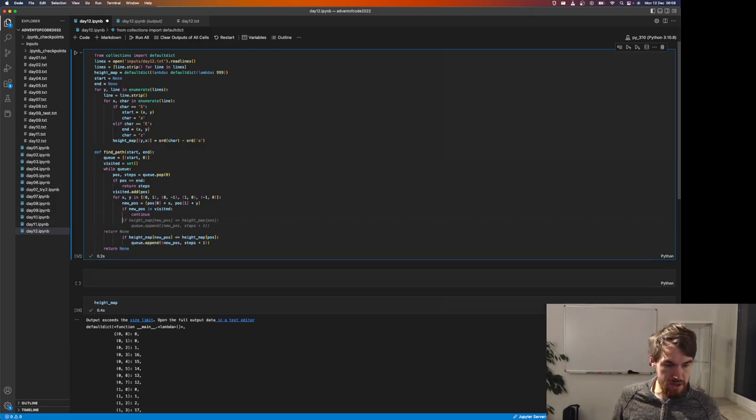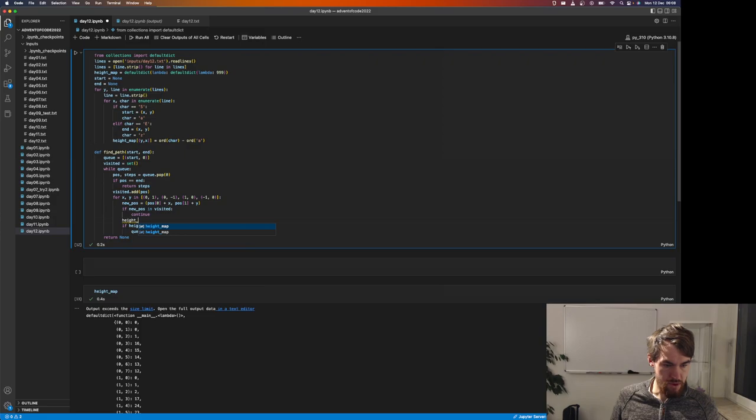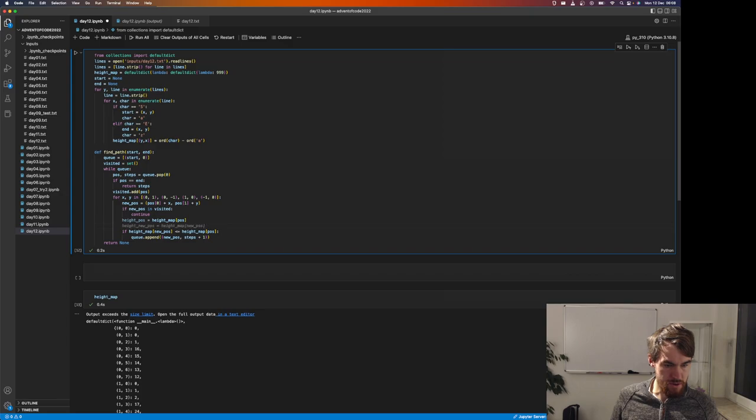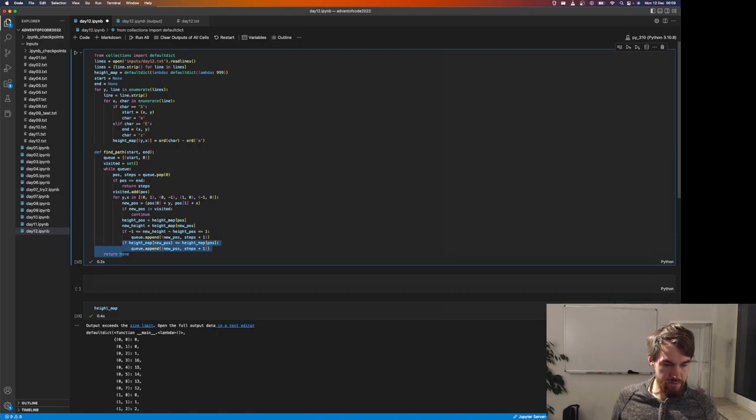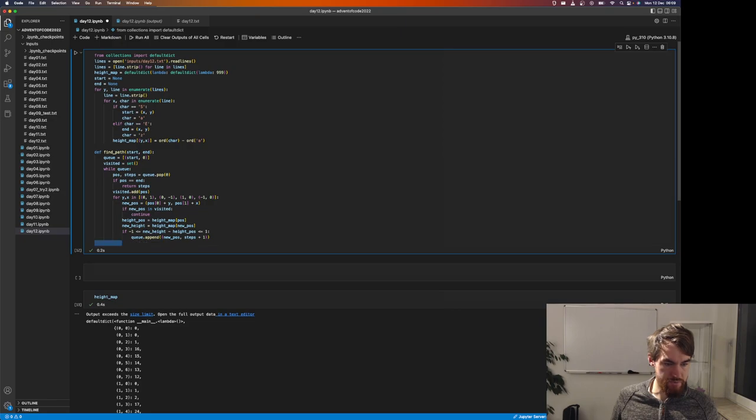So here's the thing which is special here. We got our height at a certain position, which is height map at pos. And the new position is plus y plus x, just to make the variable names clear. New height is height map at new pos, and then we have to make sure that if minus one is smaller or equal than new height, min height pos, yeah. Okay. ValueError, no path found.